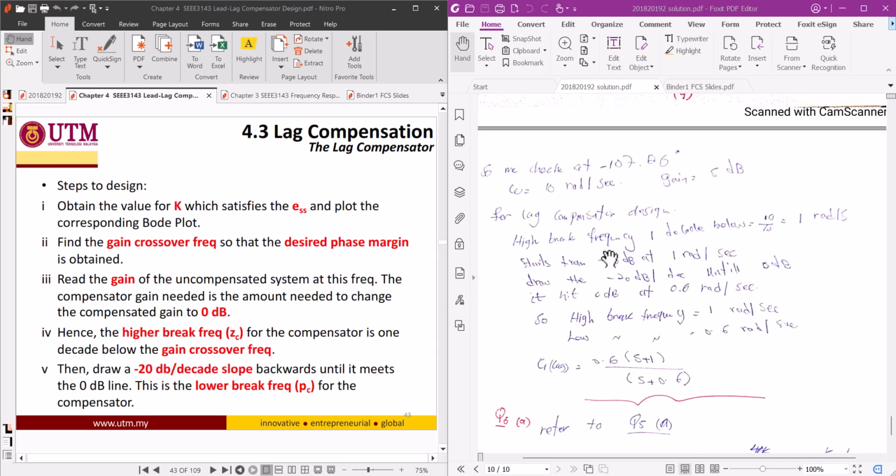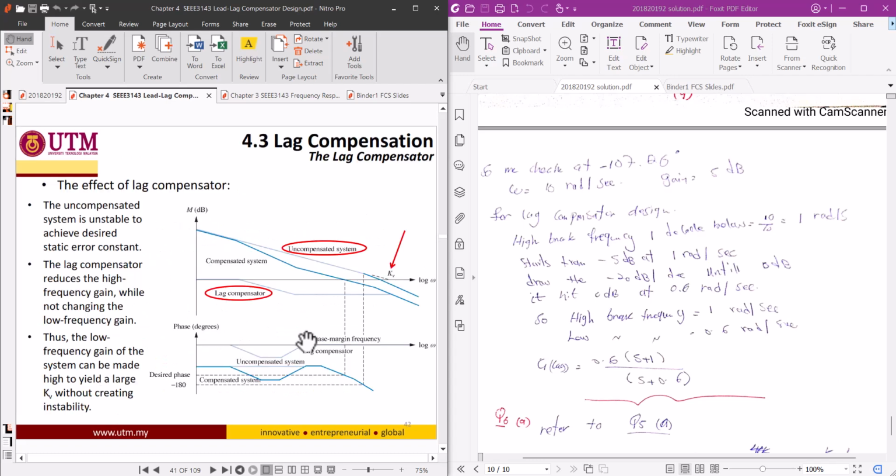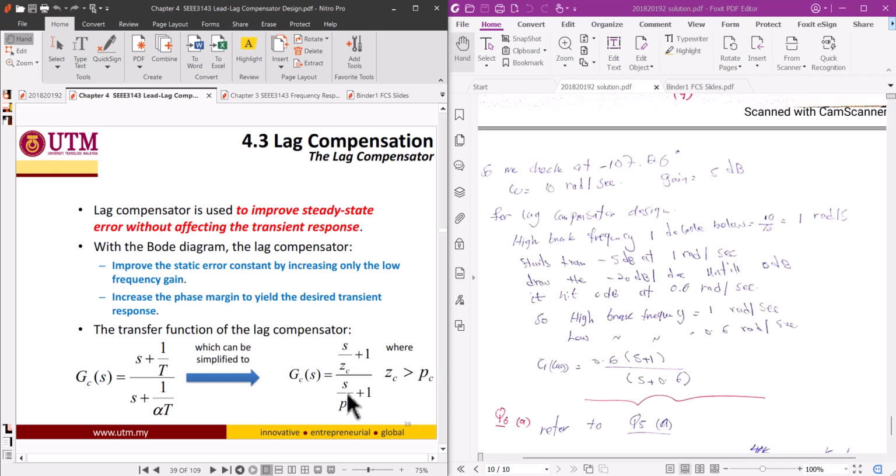So 1 decade below is 10 over 10, 1 radian per second, and it starts with minus 5 dB at 1 radian per second, and then drops at minus 20 dB per decade until 0 dB. It hits 0 dB at 0.6 radian per second. So this will be the lower break frequency. Draw a minus 20 dB per decade line back until it meets 0 dB, and this is your lower break frequency point for the compensator. This is your PC. First one, your ZC. So your ZC was 1 and your PC is 0.6, and then put in the formula: ZC over PC, and you will get this answer, 0.6 times (s plus 1) over (s plus 0.6).